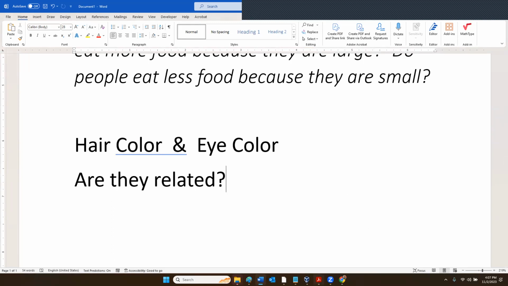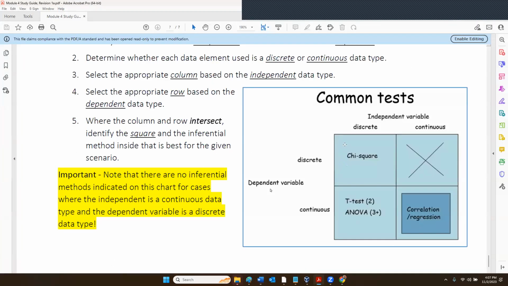When we're talking about genetics and discrete genetic traits, like eye color and hair color, the independent variable and the dependent variable are both discrete. And in the field of genetics, the chi-square test is very common. That's just one thing I wanted to share with you today. Now, what happens if we're talking about another study where we want to measure body mass and hair color?